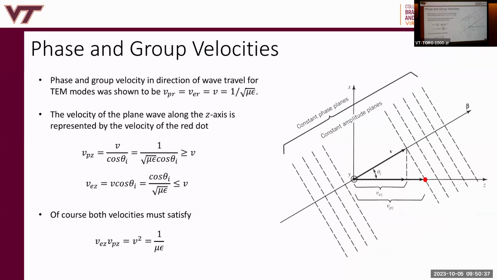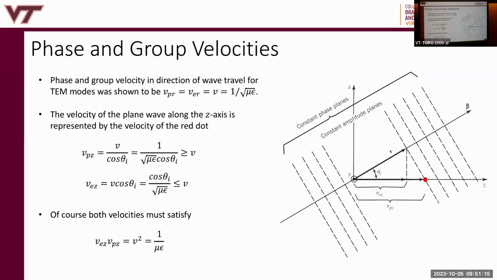All right, phase and group velocities. So we can also define the phase and the group velocities for waves that are traveling obliquely with respect to the coordinate system. So phase and group velocity and direction of wave travel for TEM modes, remember these are plane waves, which are TEM, is shown to be that the phase velocity is equal to the energy or the group velocity, which is equal to v, which is equal to 1 over the square root of mu epsilon in the medium. The velocity of the plane wave along the z-axis is represented by the velocity of this red dot.